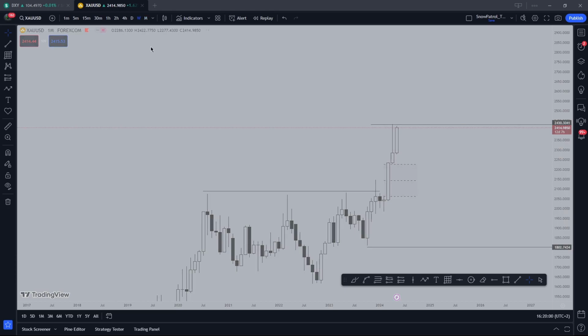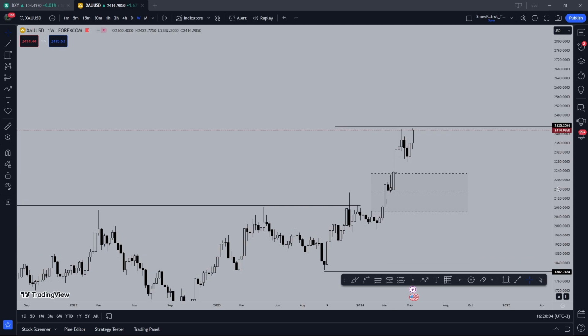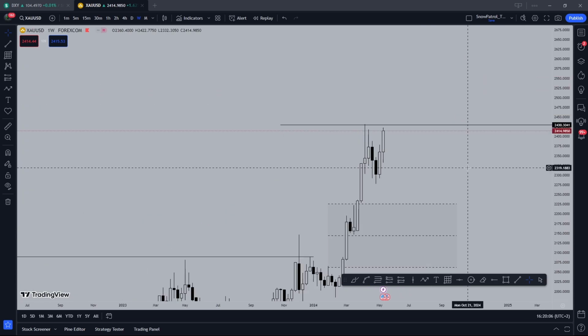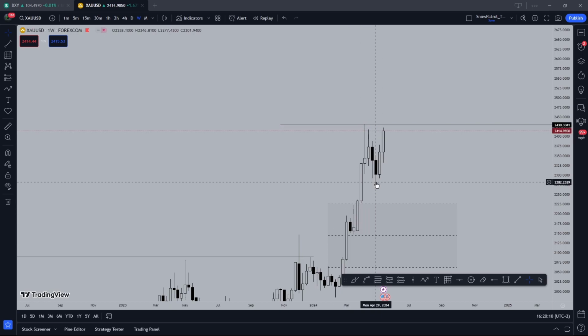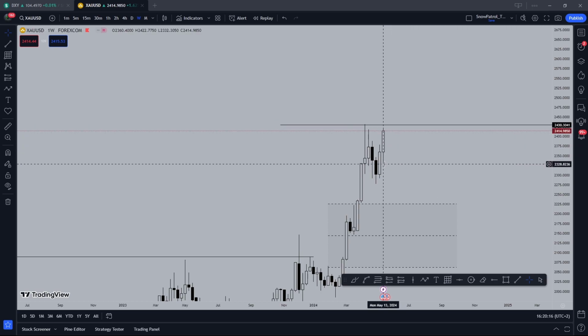I usually don't like marking up imbalances on the monthly, but now we're on the weekly, and you see price went up, made an all-time high, came back down. This is the retracement, and now it's going back up again. It's pushing back up again. So last week was a very big push to the upside, most likely going for this high.